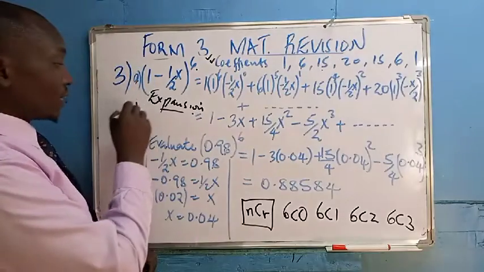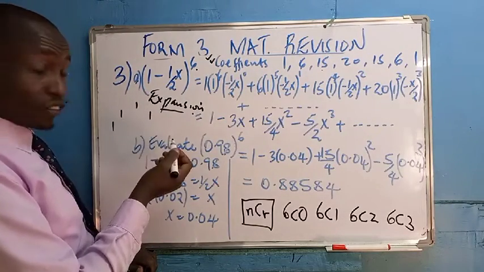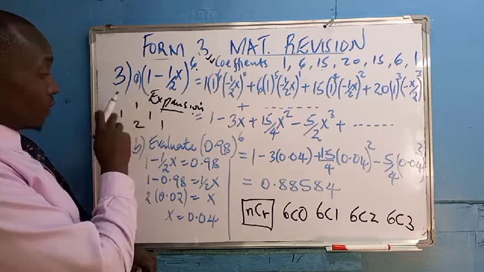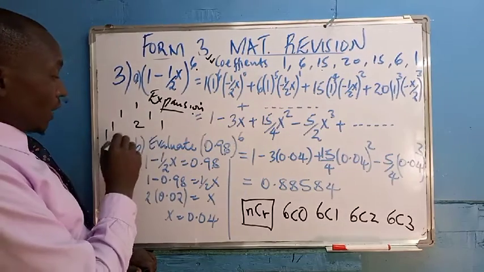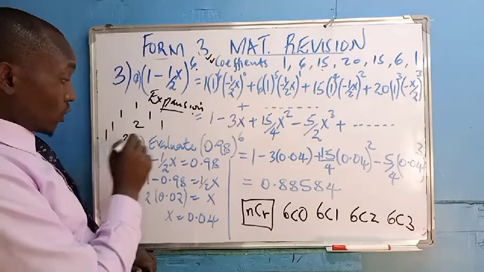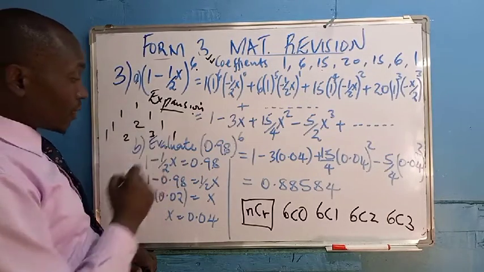Or rather, you can generate that triangle. It is called Pascal's triangle. 1, then 1, 1, then you add up 1 plus 1, 2, then 1, 1 plus 2, 3, then 2 plus 1, like that.